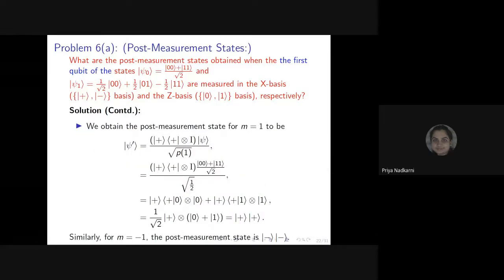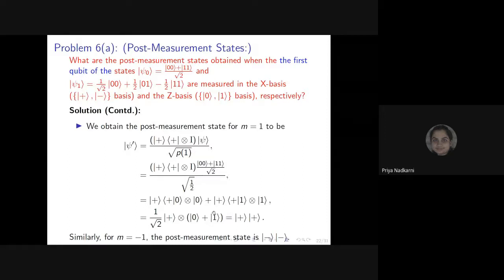Okay, and next, using the relation in the previous slide, we get the post measurement state also very similarly. We apply the projection operator tensored with the identity operator on psi, and we divide it by root of p of 1. Root of p of 1 was 1 by root 2. When we apply this projection operator tensored with the I on the Bell state, we get plus, plus into 0 over here, tensored with the second qubit in 0, plus plus, plus into 1 over here, tensored with 1.